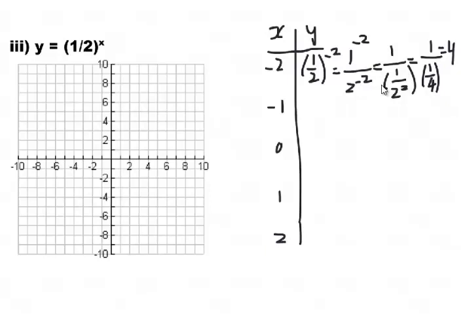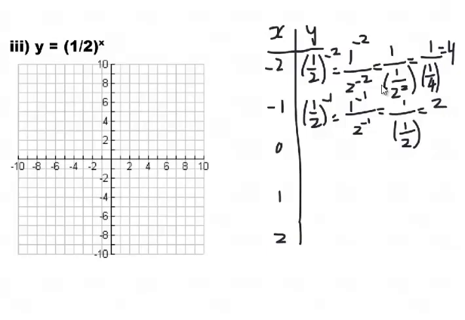If you divide 1 by 1 over 4, you get 4. For negative 1, I get 1 over 2 exponent negative 1, which is 1 exponent negative 1 over 2 exponent negative 1. 1 exponent negative 1 gives me 1, so it's 1 over 2 exponent negative 1, which is 1 over 2 exponent 1, which is 2, and 1 divided by 1 over 2 gives me 2.